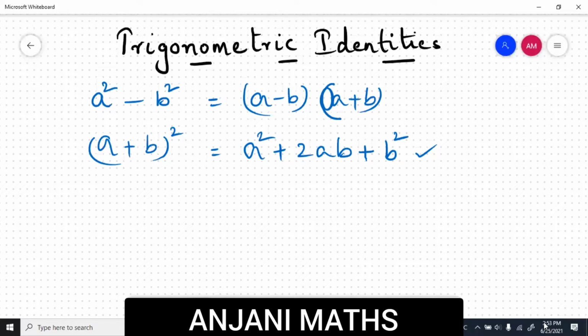Similarly, we have some identities in trigonometry. The identities in trigonometry are the identities which involve trigonometric ratios of an angle, and it is true for all the values of the angles involved in it. So let us prove identities of trigonometry first.